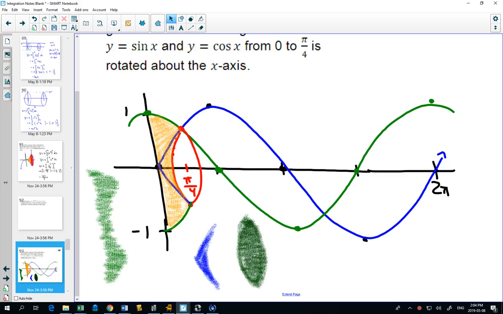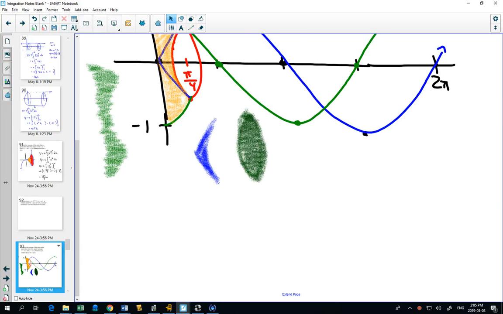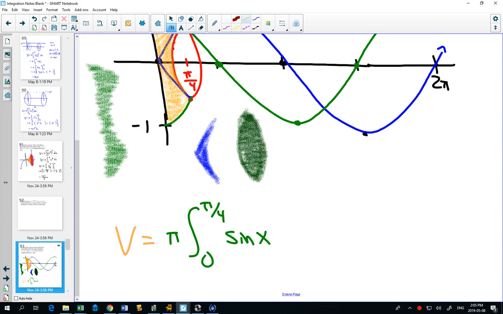Okay, good. So what do we need to do? We need to first find the green volume. Okay, I'll take out a green pen for that. My volume of the orange is going to be the green volume, and the green volume was from 0 to pi over 4 of my green function, sine x dx. And then I'm going to need to subtract my blue volume, which also from 0 to pi over 4 is cos of x.